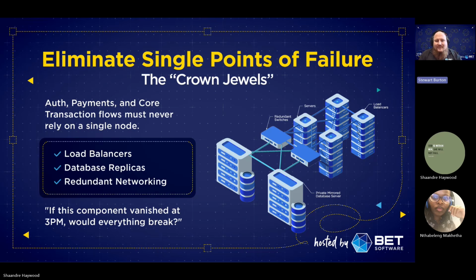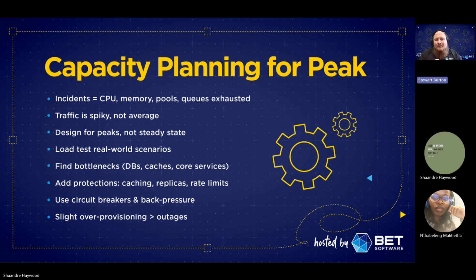Okay, so moving on, we're going to switch to capacity planning for peak. Most ugly incidents come down to CPU pegging, memory exhaust, connection pools maxed out, queue backups, or downstream dependencies being overwhelmed. In my experience, those are sort of the general go-tos. There are others, but those are the top ones in my opinion. The trap is designing for average traffic, right? But in real life, usage is spiky.